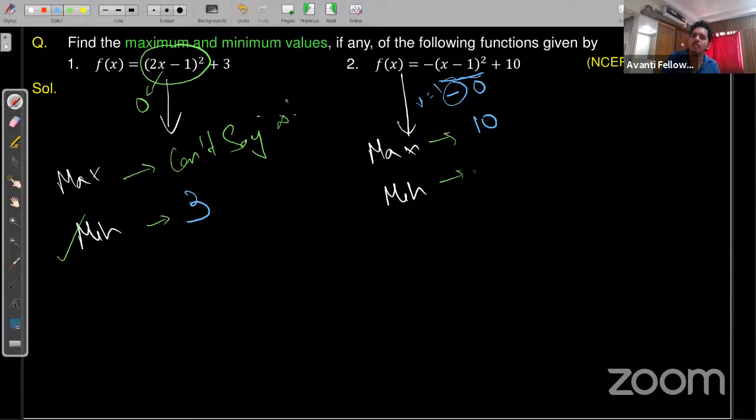It goes on, it could be minus infinity, yeah. Negative value is there, no? So as x goes on increasing, (x minus 1) whole square goes on increasing, and negative of (x minus 1) whole square goes on decreasing. Understanding or not?